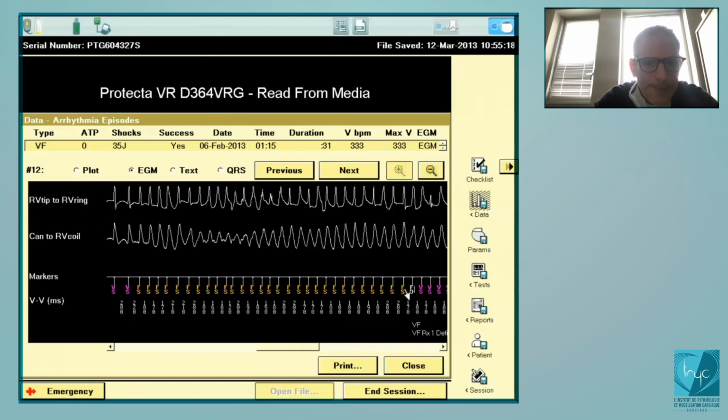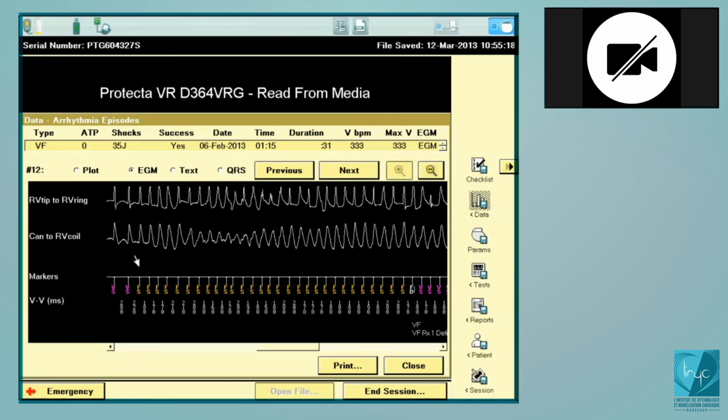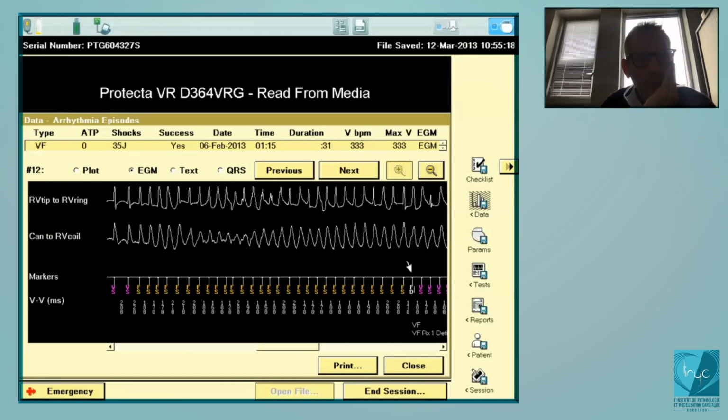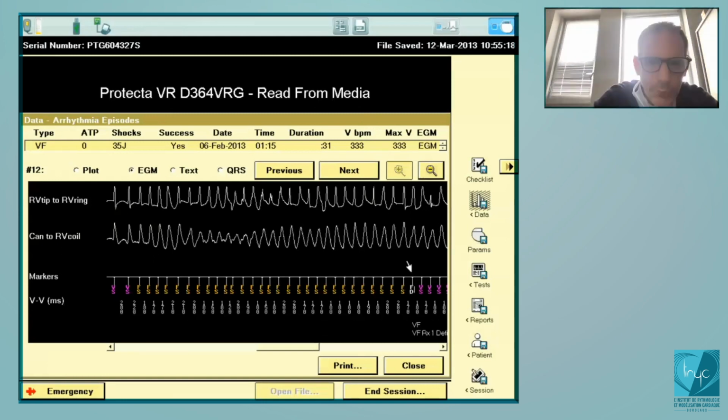Then how does it work? It's a probabilistic counting, and I think there are 40 cycles, and out of the 40 cycles there have to be 75% classified as FS, which would be 30. And then the episode is diagnosed as VF. That's a very important particularity of Medtronic devices: the counters in the VF zone and the VT zone work completely differently.